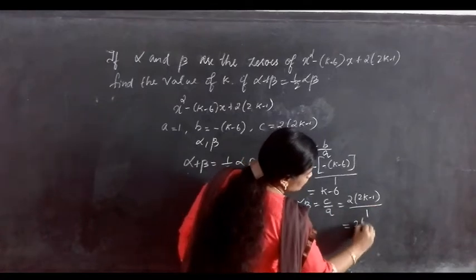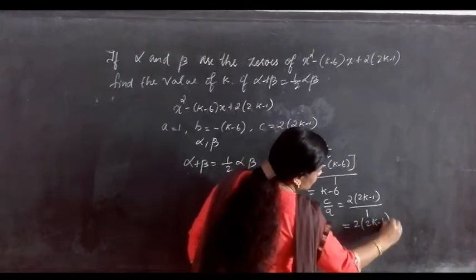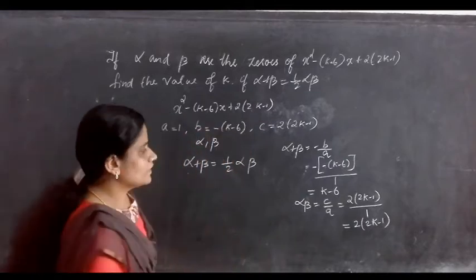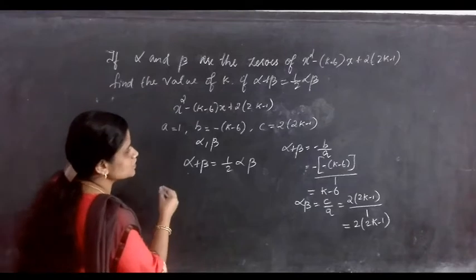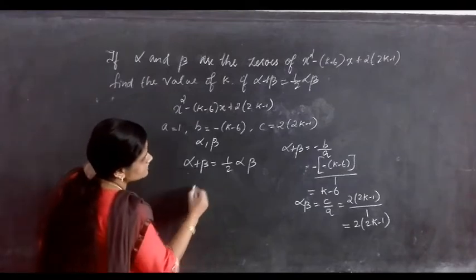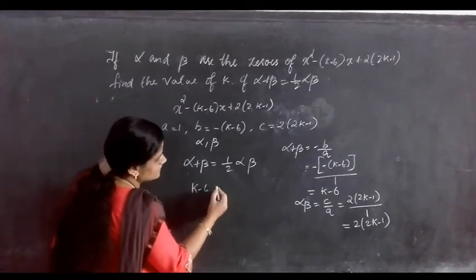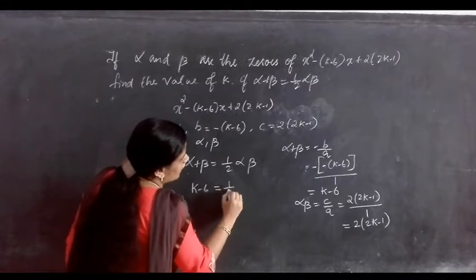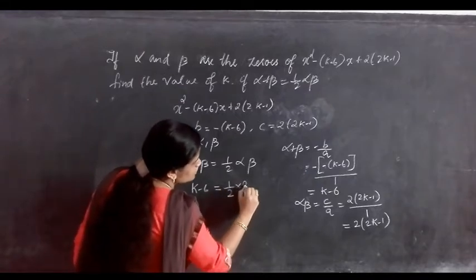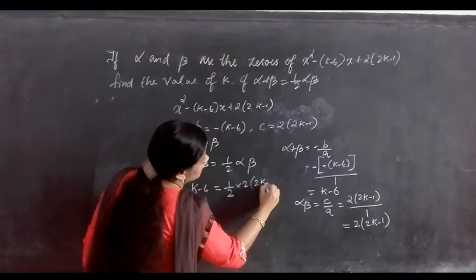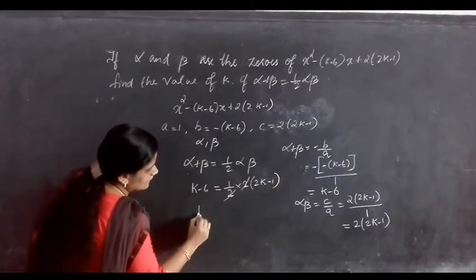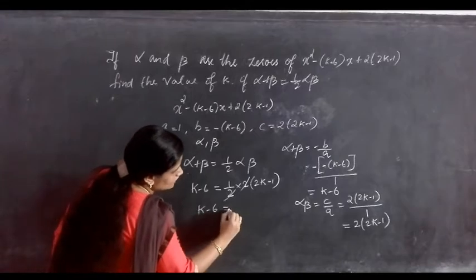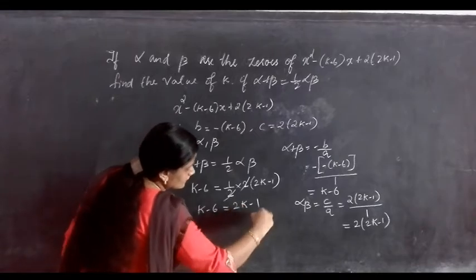So the answer is 2 into 2k minus 1. Okay, so we got alpha plus beta and alpha beta. Now we can substitute here. So what do you have? Alpha plus beta, k minus 6 is equal to half into 2 into 2k minus 1. So 2 and 2 we can cancel. So k minus 6 is equal to 2k minus 1.